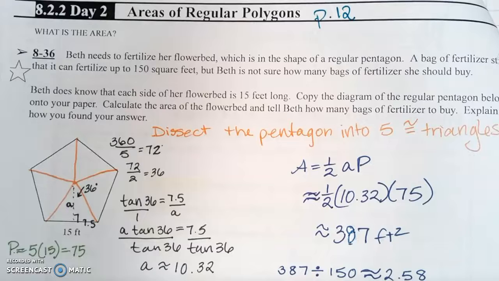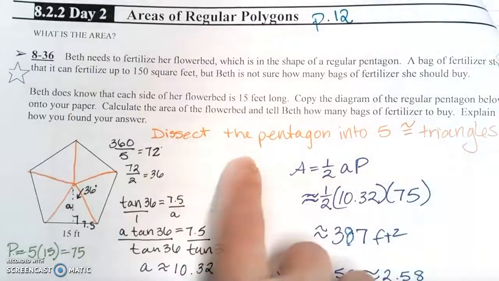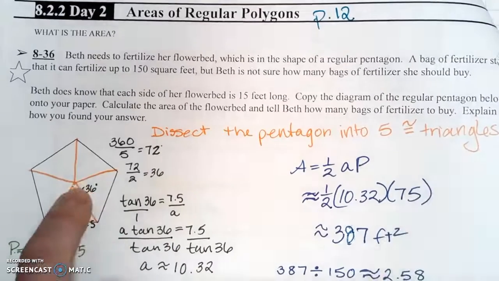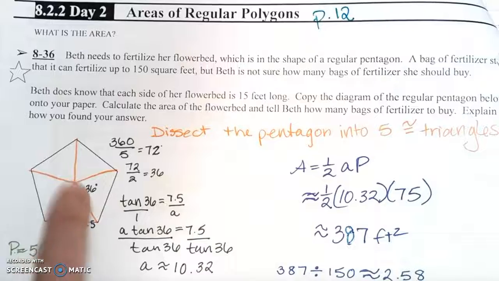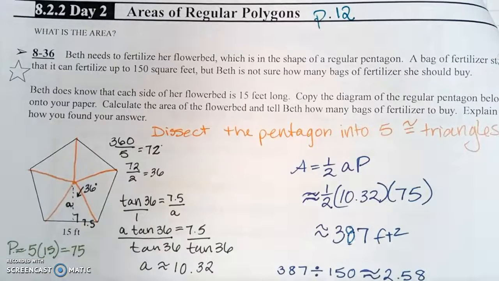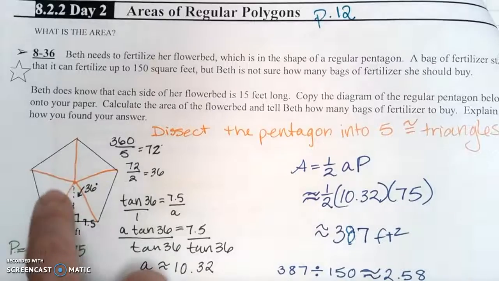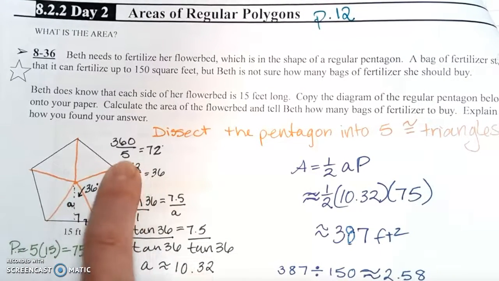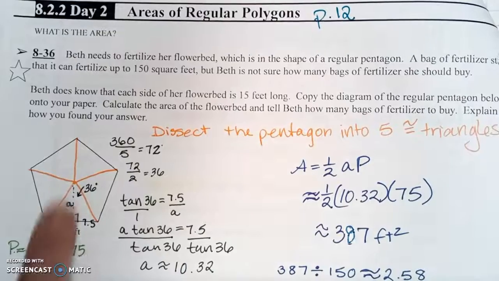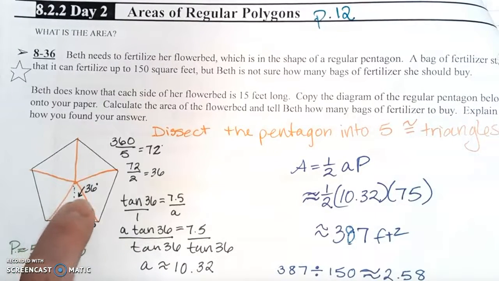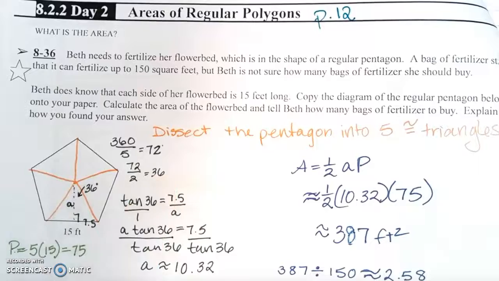Okay, the first thing we want to do is take that pentagon and dissect the pentagon into 5 congruent triangles. So you start at the center of the pentagon and you divide it into 5 equal or congruent triangles. To find the angle measure from the middle, you start with the full 360 degrees, divide it by 5, and you get 72. Then you're going to cut that angle in half to get the angle measure inside here. So half of 72 is 36.